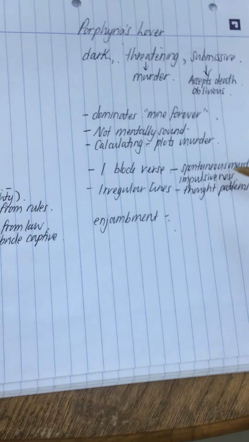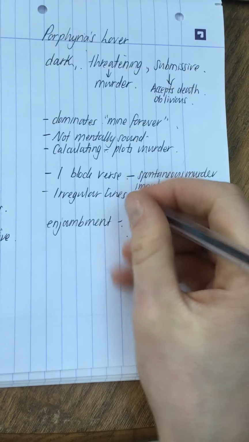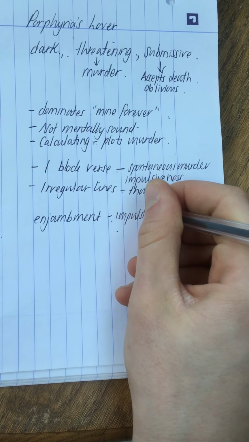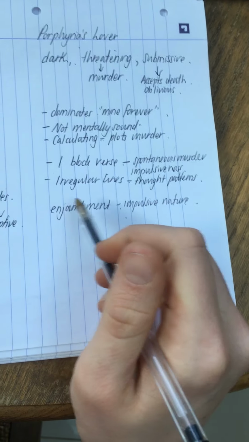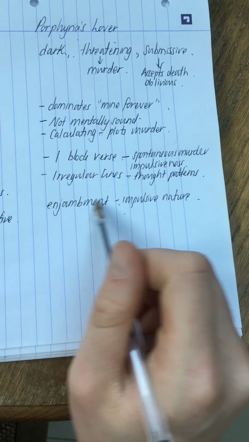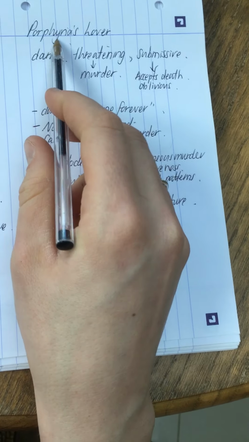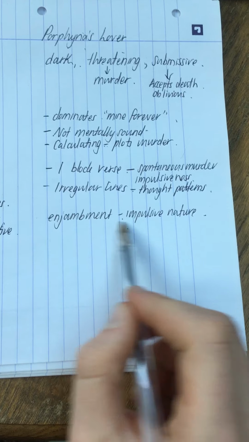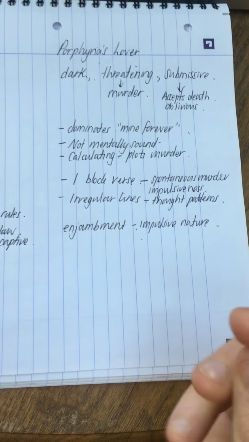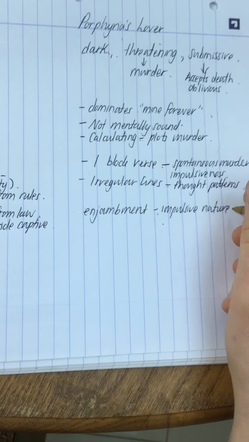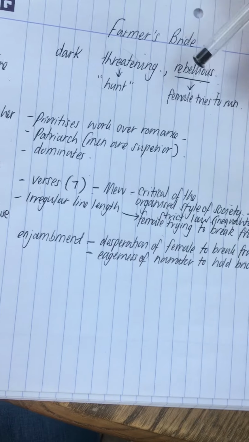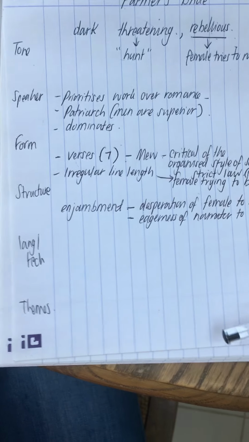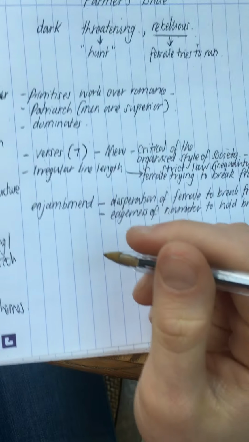Okay, the enjambment here, for me, connotes the same as the block verse: the impulsive nature, because he doesn't stop. Enjambment is the continuation of one line in the poem onto the next. It shows that the narrator speaking in Porphyria's Lover is not willing to stop and think about his action. He's just doing it. Yeah, he's on autopilot. Impulsive nature makes him seem more threatening, more unpredictable.